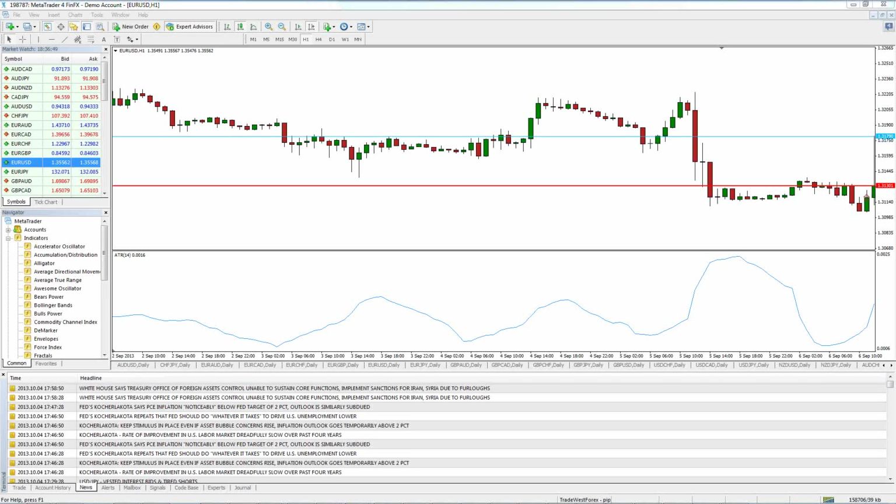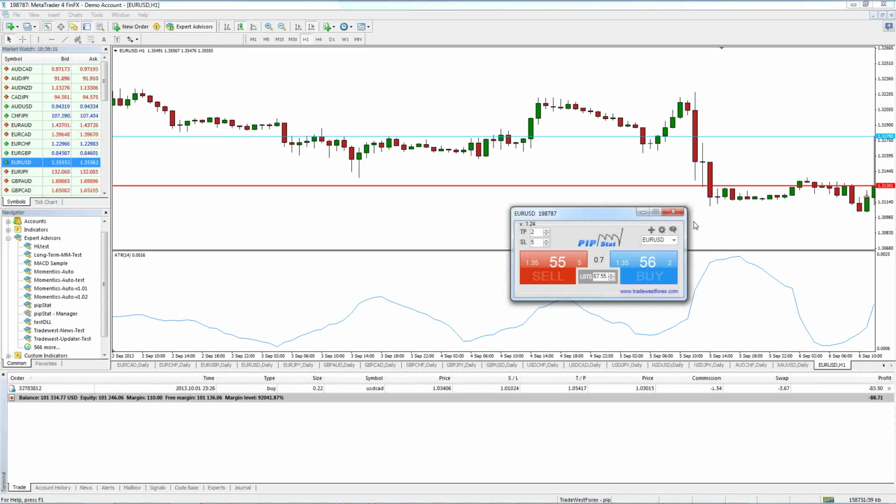Okay, so I'll just bring up PipStat. I just applied it to one of my charts. Those of you that have PipStat know you don't have to put it on every chart. You just put it on one chart, and then it runs in the background on its own. Okay, so here we go.